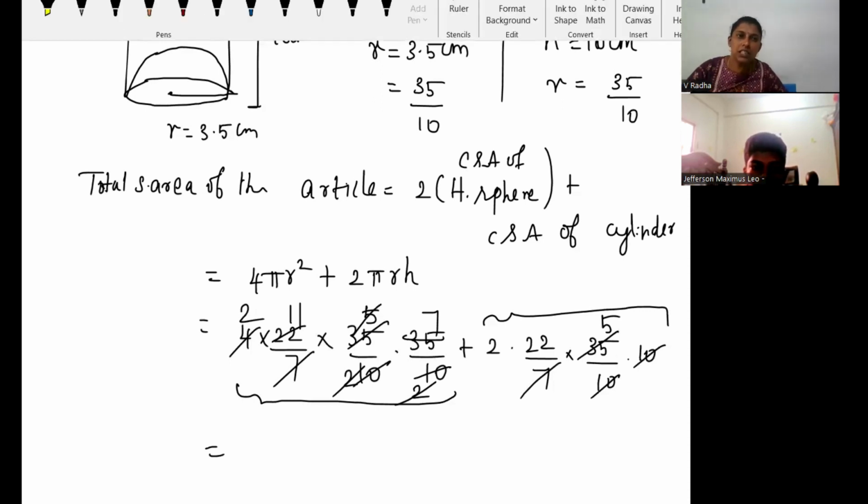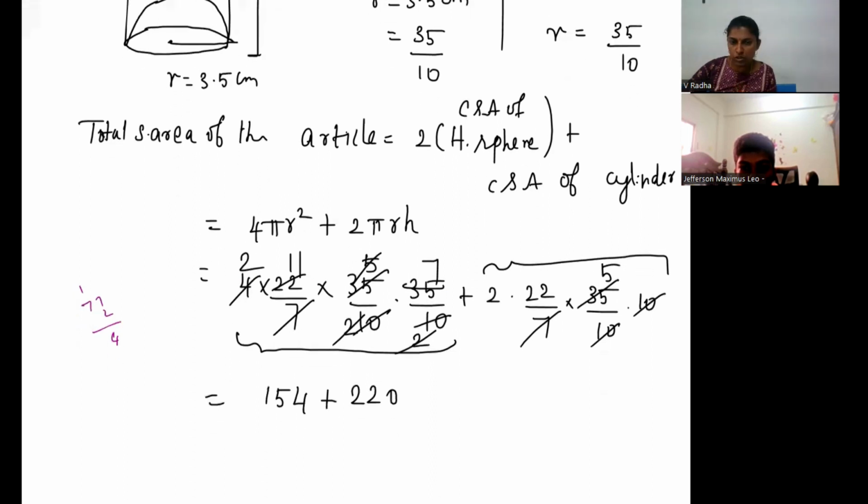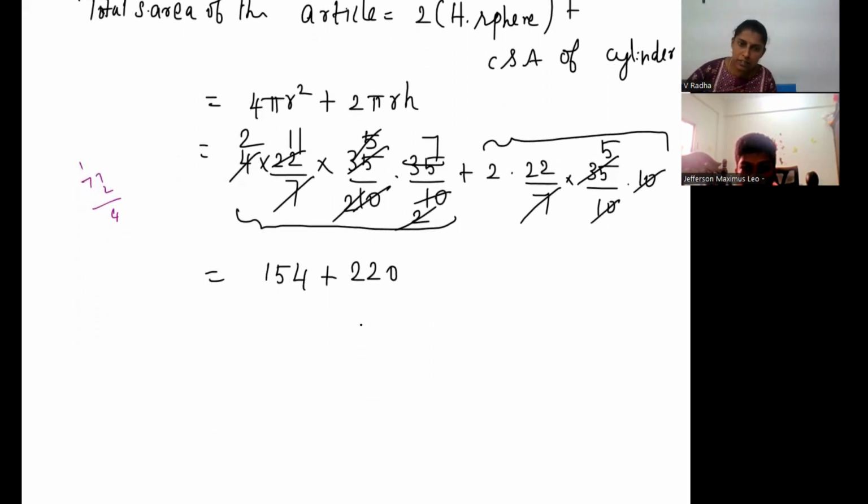Fraction is easy for cancelling. At last we will convert into decimal form. There is no denominator, there is one only. 2 times 11, 77 times 2, that is 154. So 154 for our first term. And here 22 times 10 is 220. Now just add: 200, 300, 350, 370, 374. Is it correct? 374 centimeter square. That's all.